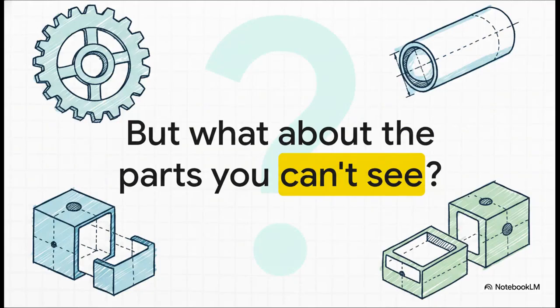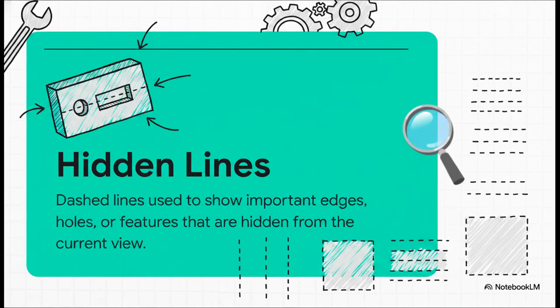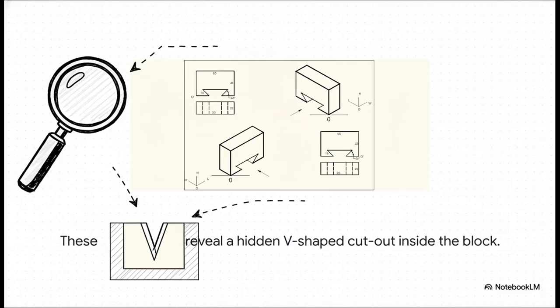Now, this is great for showing the outside of an object, but what about the inside? Real parts have holes and grooves and all kinds of internal stuff. So how do you draw something you can't even see from the outside? Well, the answer is with a special kind of line. We use what are called hidden lines, and they're always shown as these dashed lines. Their whole job is to show us the invisible, to reveal all the important edges and features that are blocked from our view.